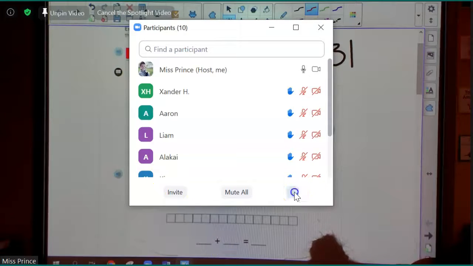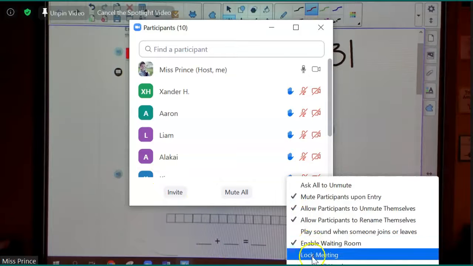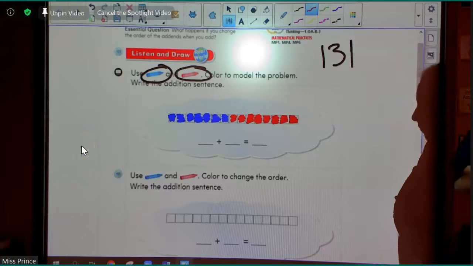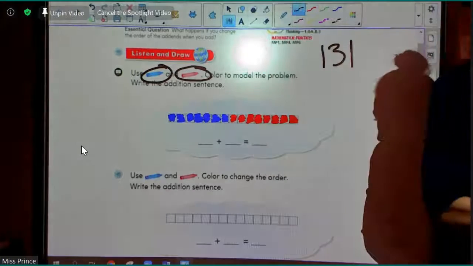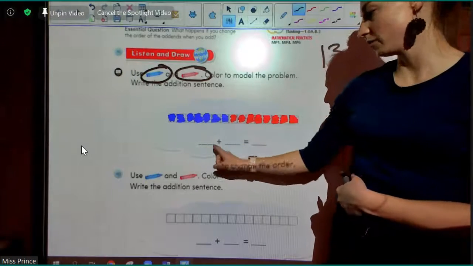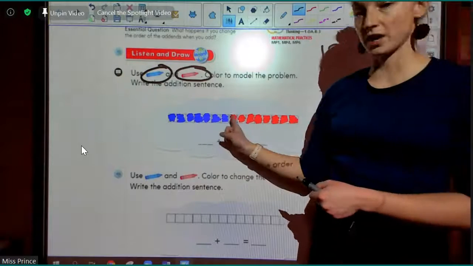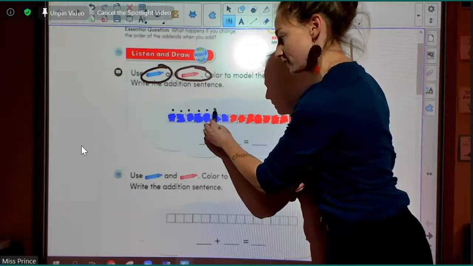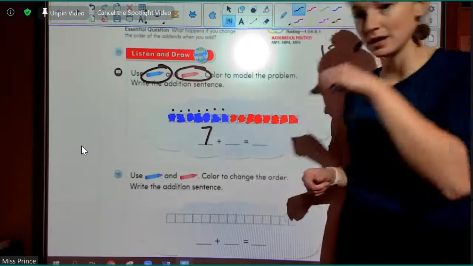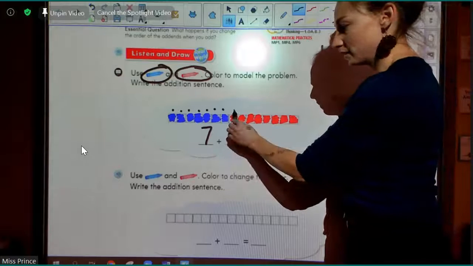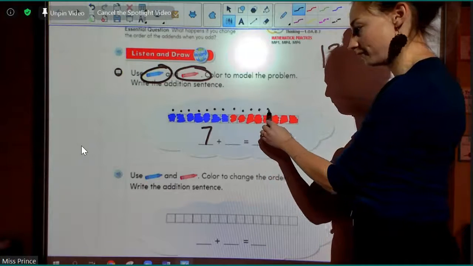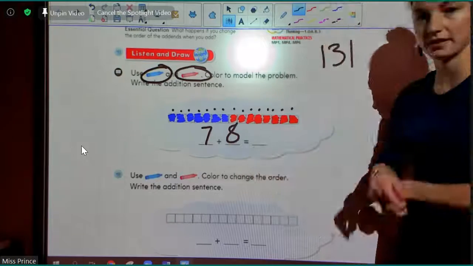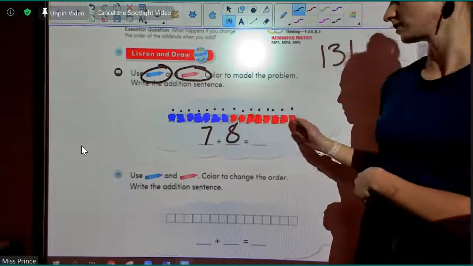Alakai, I'm going to be calling on you, so make sure you're ready. Okay. Thank you. So remember, boys and girls, that when we are writing our numbers here, we need to make sure that we put the number that goes with the color we see first. So we have 1, 2, 3, 4, 5, 6, 7. So we're going to put a 7 plus 1, 2, 3, 4, 5, 6, 7, 8. Alakai, can you tell me how many are all together? You're going to want to count all of these.